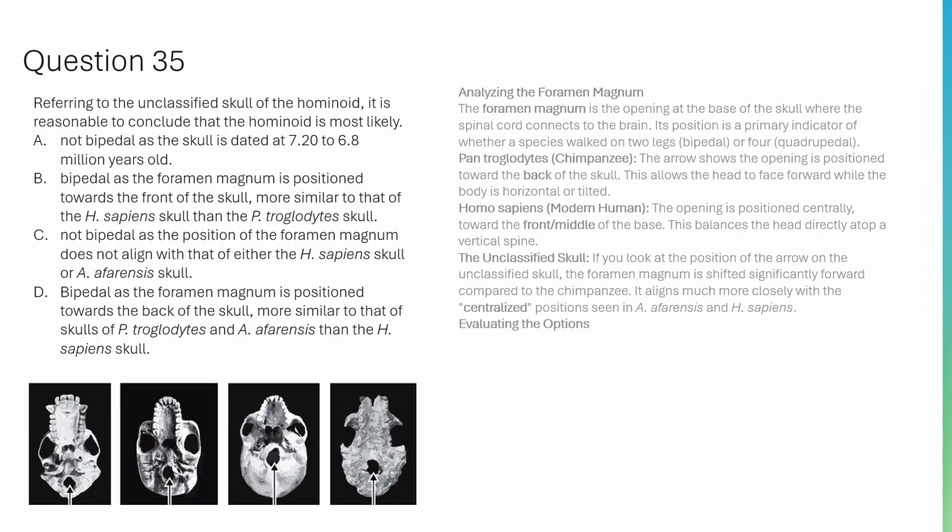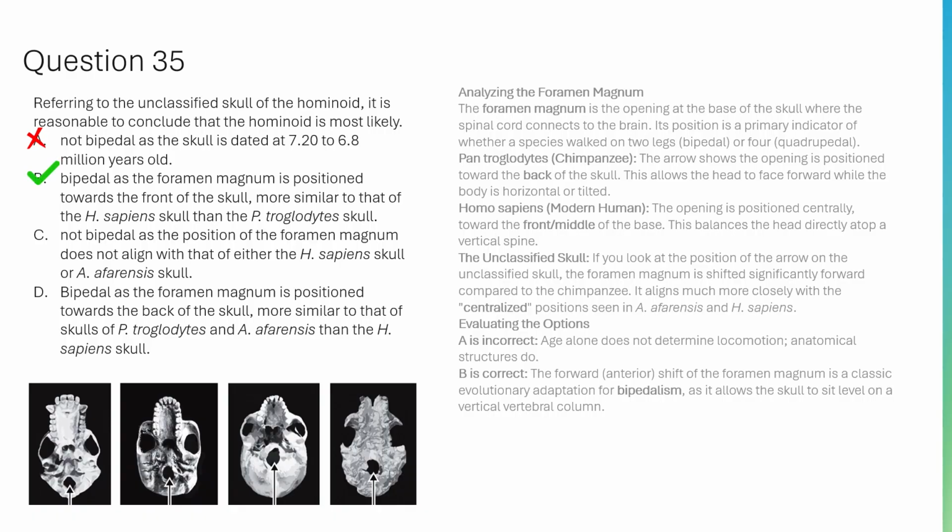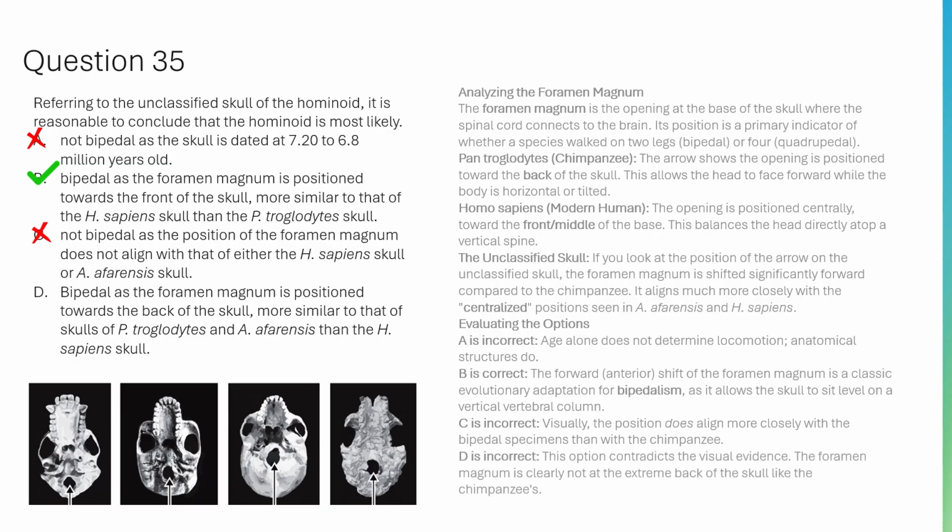A is incorrect. Age alone does not determine locomotion, anatomical structures do. B is correct. The forward, anterior, shift of the foramen magnum is a classic evolutionary adaptation for bipedalism, as it allows the skull to sit level on a vertical vertebral column. C is incorrect. Visually, the position does align more closely with the bipedal specimens than with the chimpanzee. D is incorrect. This option contradicts the visual evidence. The foramen magnum is clearly not at the extreme back of the skull like the chimpanzee's.